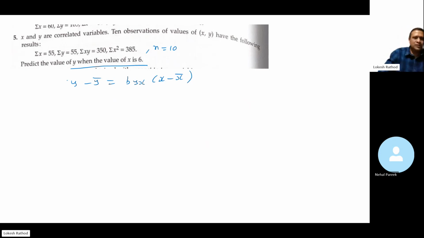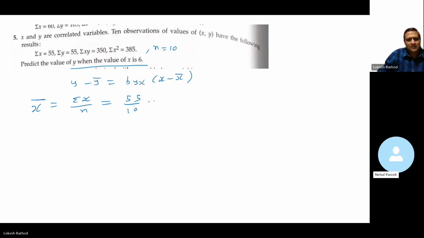Right, so first thing, x bar. What is x bar? X bar is the mean. How do you get the mean? You divide sigma x over n. Correct, sigma x over n. That I have not written in the formula because I know you would be knowing it, right? So that is 55 over 10, that is 5.5. What is y bar? Sigma y over n. So 5.5, the same thing again.